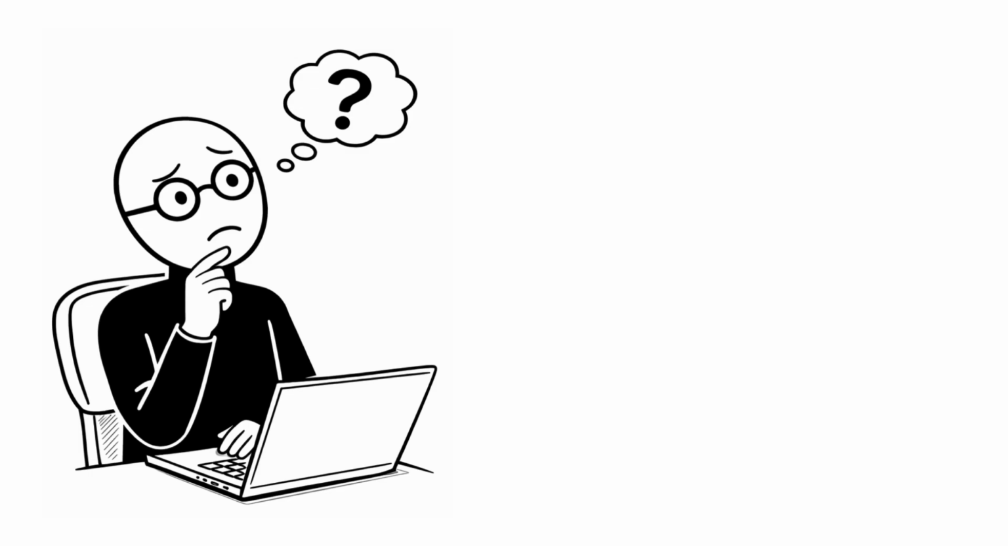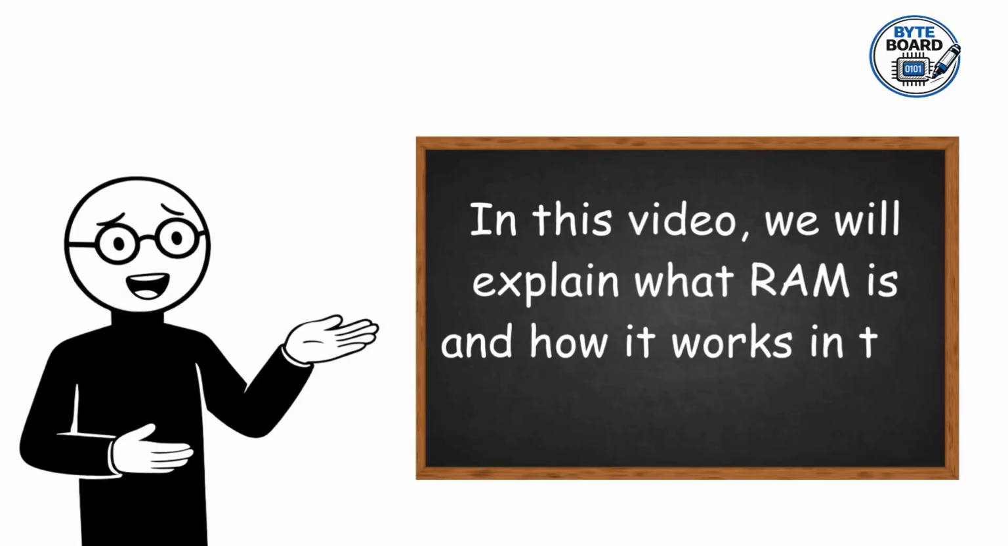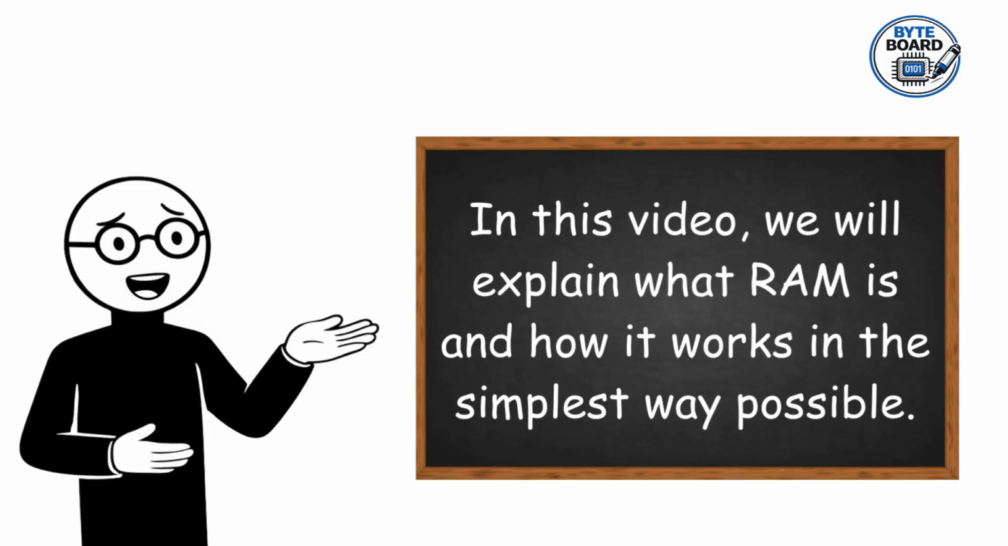Have you ever noticed that sometimes your computer becomes slow when you open too many apps, or maybe it starts lagging while switching between tasks? The reason behind this is RAM. In this video, we will explain what RAM is and how it works in the simplest way possible.